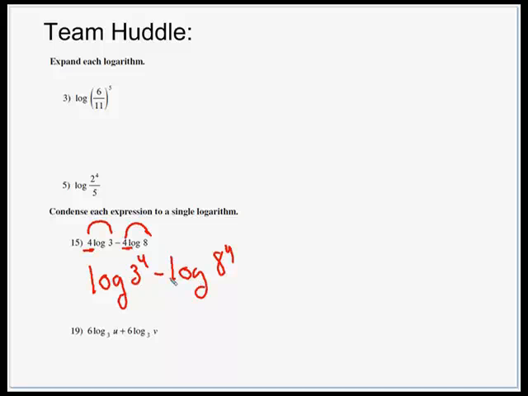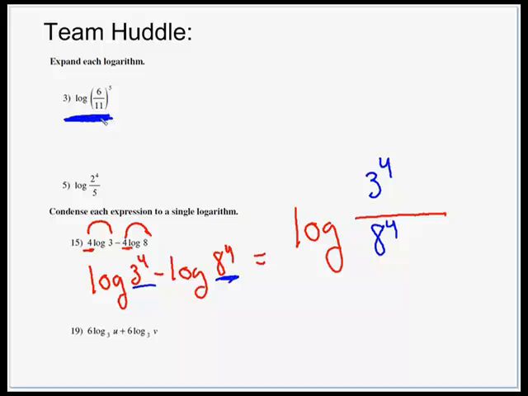And now we have a log minus a log, so that's going to turn into a quotient, the log of a fraction. And the numerator of the fraction is the first term, 3 to the 4th. And the second term is our denominator, 8 to the 4th. So we have the log of 3 to the 4th over 8 to the 4th. And if we want to go one more step, we can sort of make it look like example 3 from our earlier problem. We can sort of factor that 4th power out and have the log of 3/8 quantity to the 4th power.